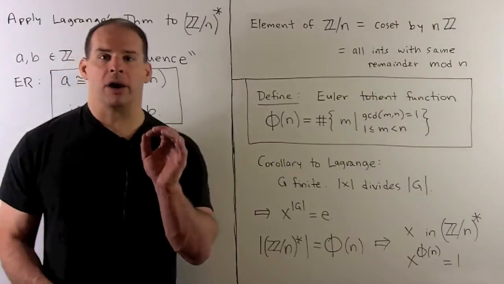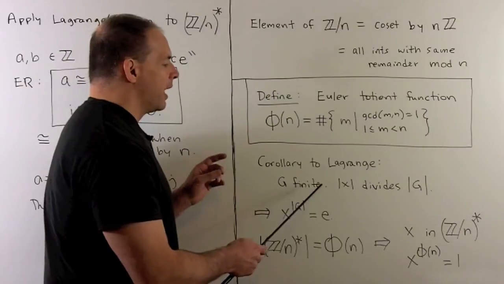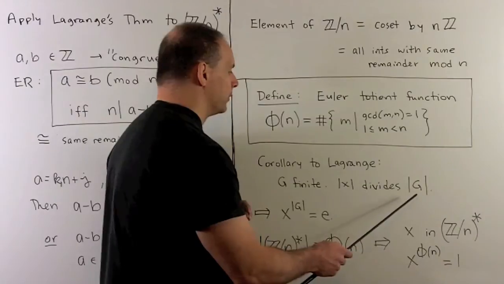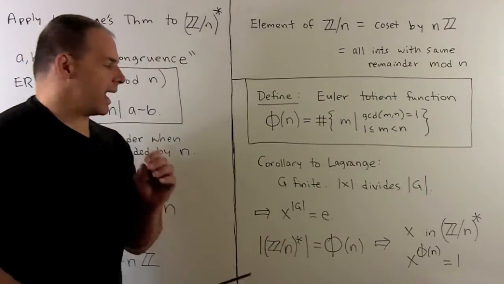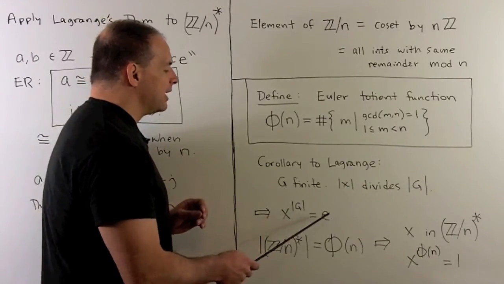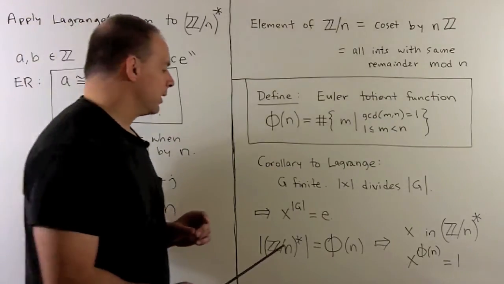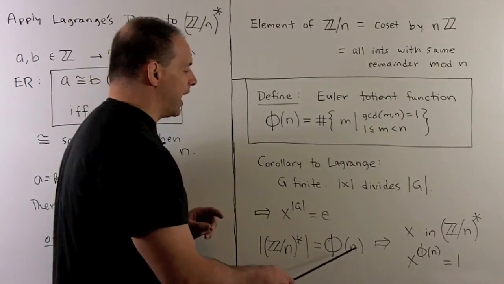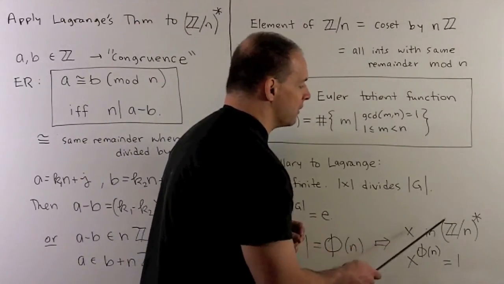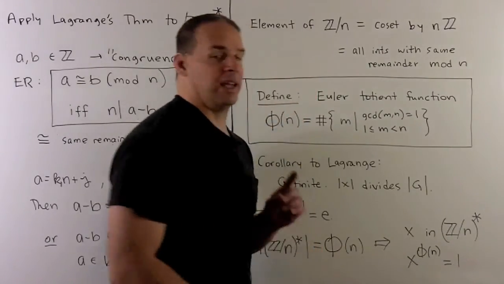Now, we have a corollary to Lagrange's theorem. If I have G a finite group, then the order of any element in the group divides the order of the group itself. So that implies that if I take any element x and raise it to the order of G, we get the identity element. Now, if I apply that to Z mod n star, we know the order of the group is the totient function on n. So for any element x in the group of units of Z mod n, x to the totient function on n is equal to 1 in Z mod n.